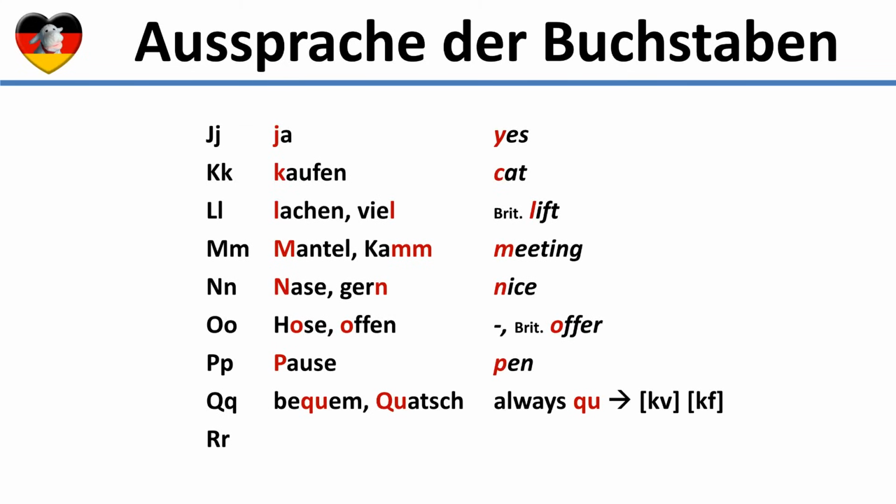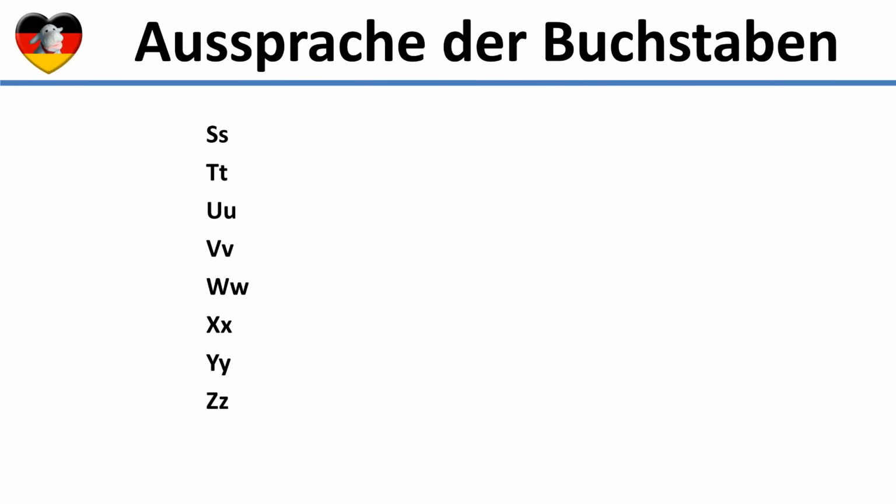The next letter, R, is pronounced like in French, rot, breit. S in German at the beginning of a word or syllable is pronounced like Z in English, so, leise. At the end of a word it is pronounced like S in English, for example, house. T is pronounced like in English, tennis, Brot.